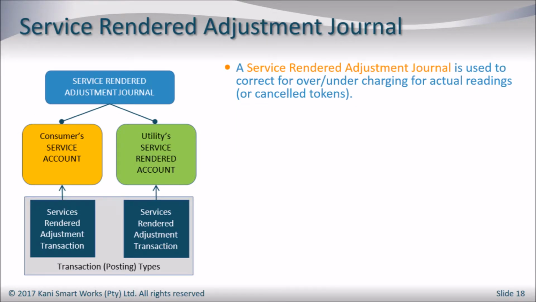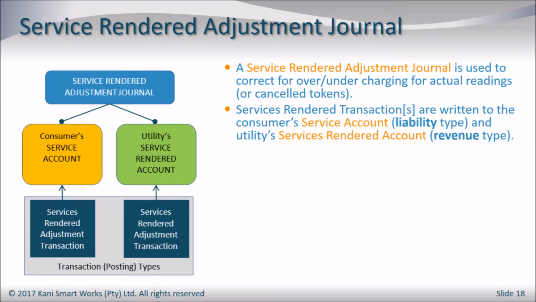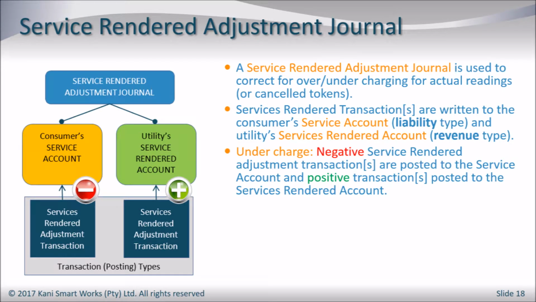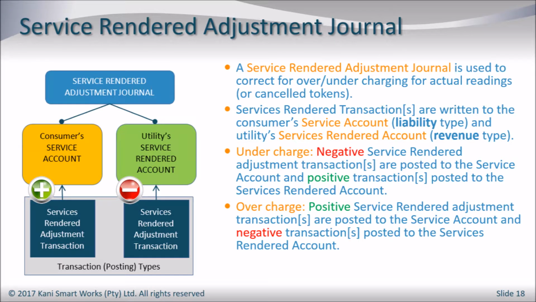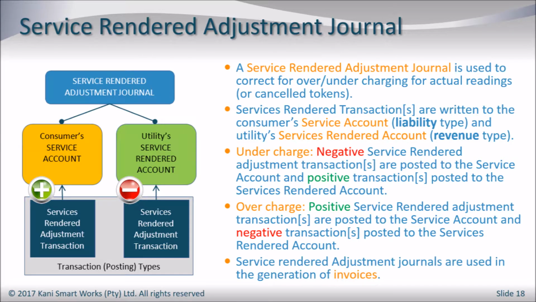Occasionally, things can go wrong, so a services rendered adjustment journal is used to correct for over or undercharging for actual readings or cancelled tokens. Services rendered transactions are written to the consumer's service account and the utility's services rendered account. Now, if the consumer has been undercharged, negative service rendered adjustment transactions are posted to the service account and positive transactions posted to the services rendered account. On the other hand, if the consumer has been overcharged, positive service rendered adjustment transactions are posted to the service account and negative transactions to the services rendered account. Service rendered adjustment journals are also used in the generation of invoices.